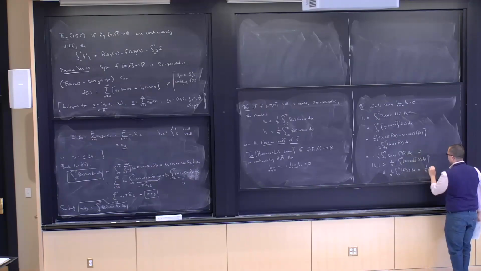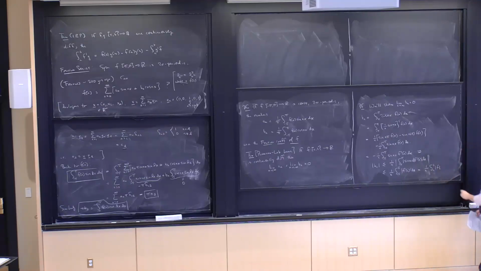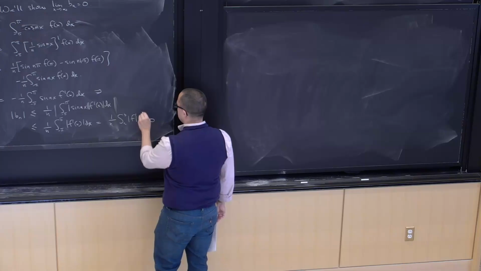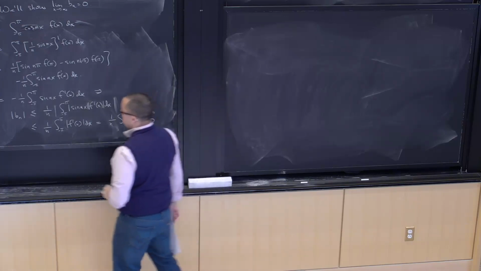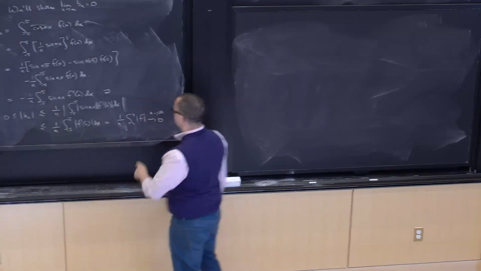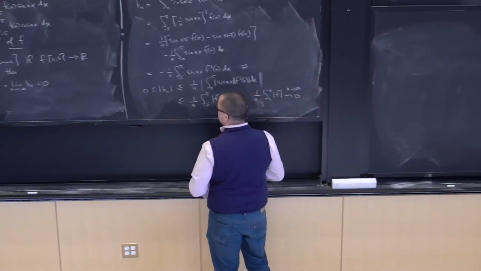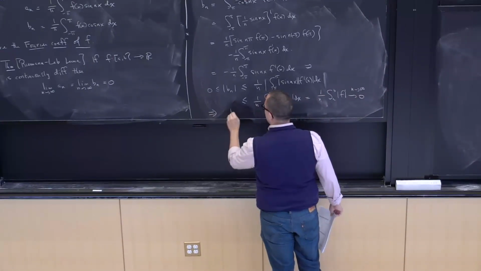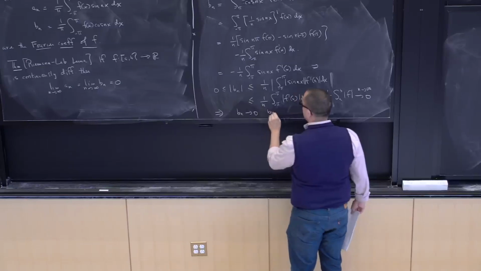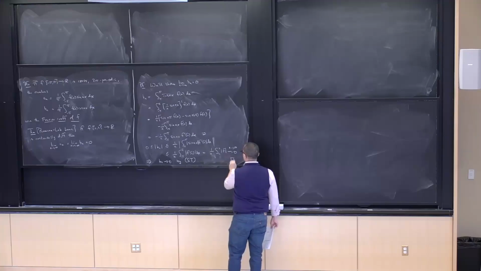So this is equal to 1 over n times the integral from a to b of f prime. Now this is just a fixed number times 1 over n. So this converges to 0 as n goes to infinity. And b sub n, an absolute value, of course, is always bigger than or equal to 0, and it's bounded by something converging to 0 as n goes to infinity. So by the squeeze theorem, we conclude b sub n converges to 0.